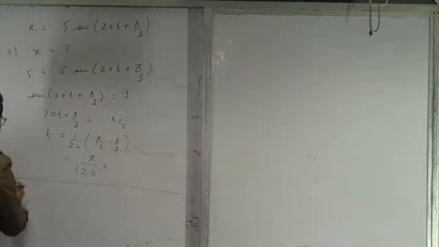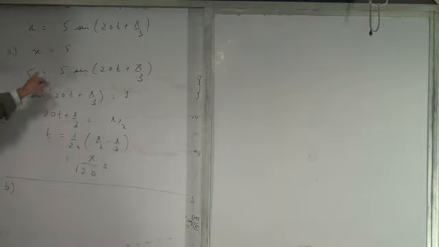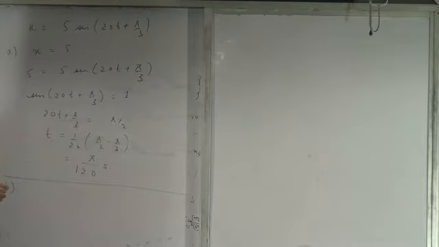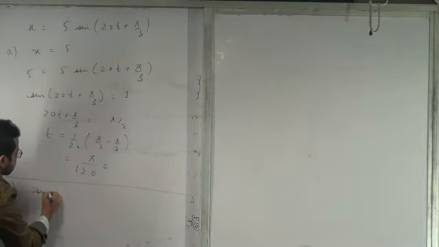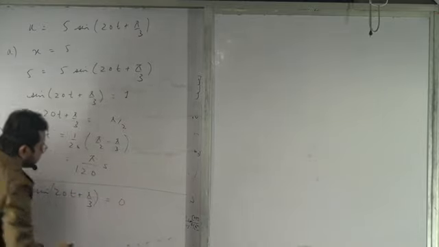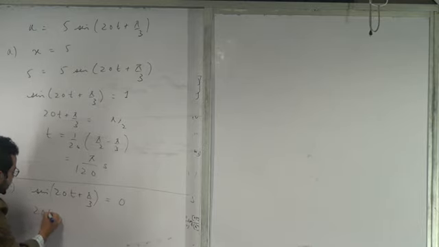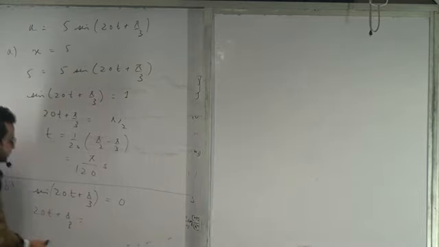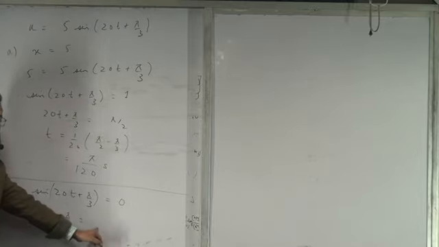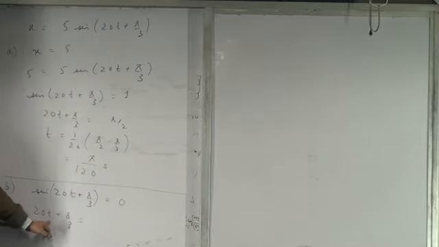So what do I get for part B? I'll substitute x equal to 0 in this equation. This gives me 0 is equal to 5 sine (20t plus pi by 3). That means sine (20t plus pi by 3) is 0. That means 20t plus pi by 3 should be equal to what? This should be equal to 0. If I take it as 0, think what time will come out to be. It will come out to be negative, which is not possible.